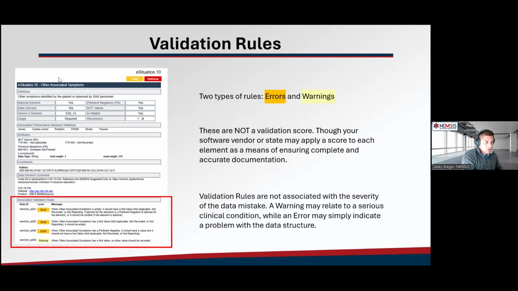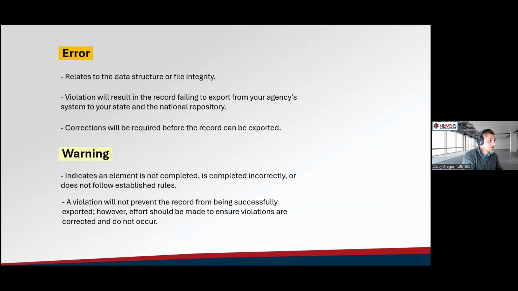So a good example of a warning, it may relate to a serious clinical condition, but it doesn't disallow exporting your document, whereas an error may simply indicate that there's a problem with the data structure, but errors will not allow for your document to export. So let's talk about that more. An error relates to the data structure or file integrity. If there's an error within your EPCR, when you try to export, it will fail to export from your agency system to your state or the national repository. In order for that to export, there will need to be a correction made.